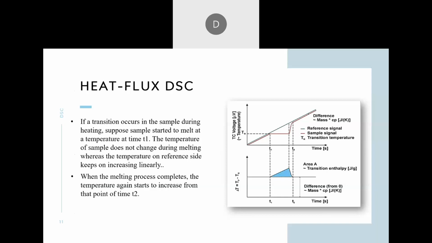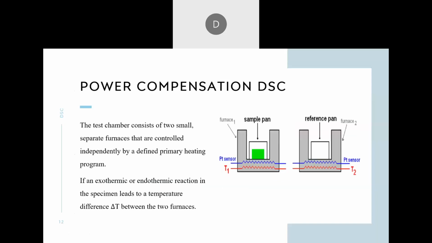This lag, when plotted as delta T versus time, gives me an area. This area is nothing but the transition enthalpy. And through this, I can find out the value of the transition, and depending upon whether it is exothermic or endothermic, I can also measure what type of transition it is. In this manner, heat flux DSC works.